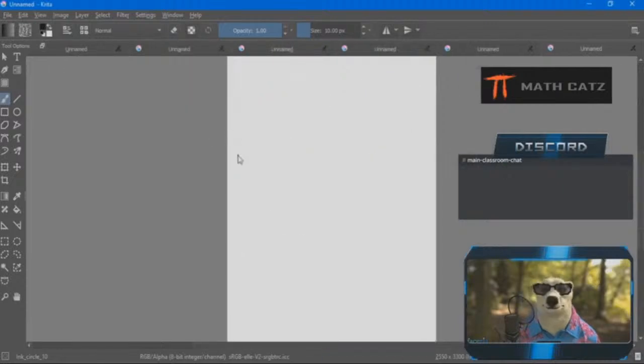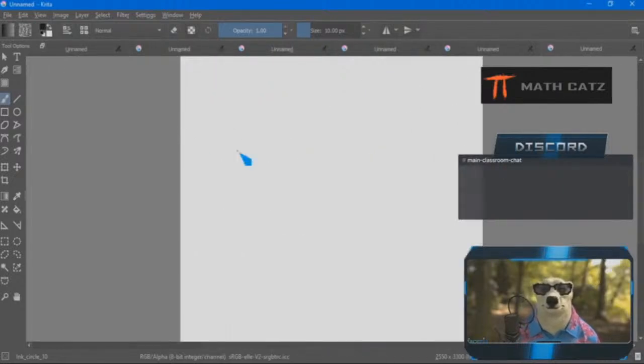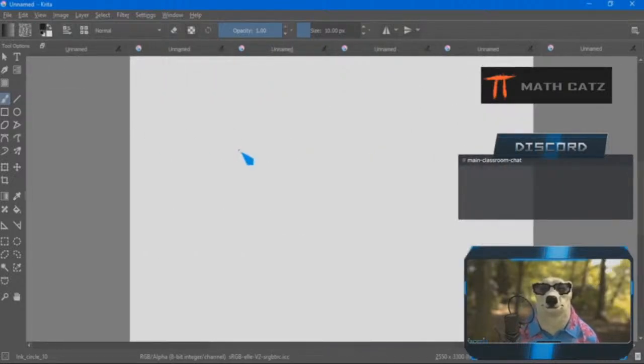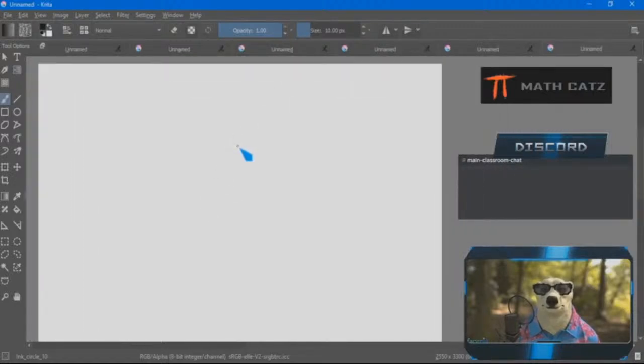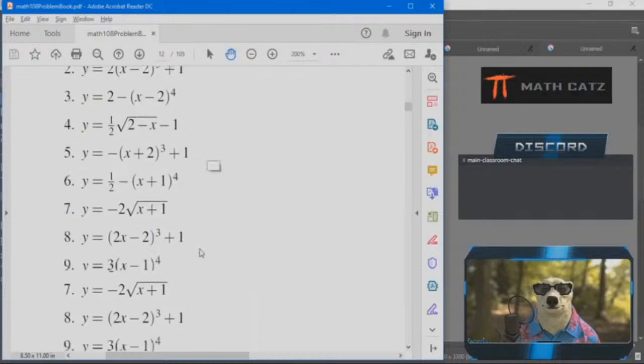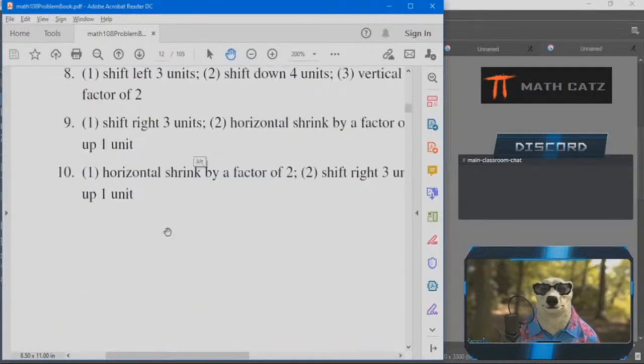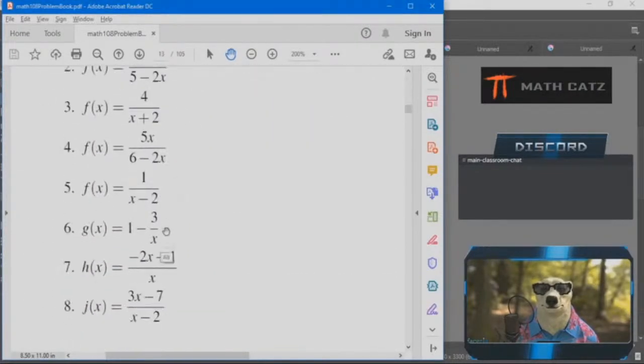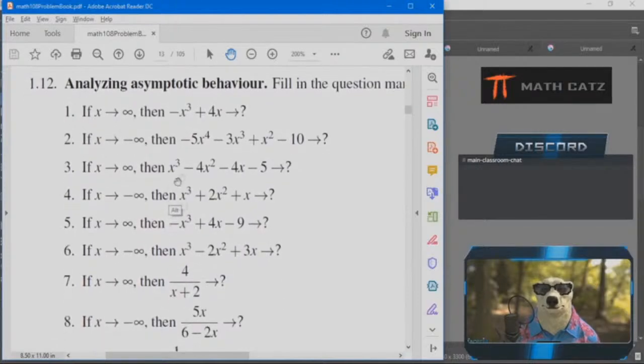Problem 1.12. Number, which one do I want to do? Number 3. Yes. Okay, let's go there. Where is it? Problem 112, show yourself. There you are.